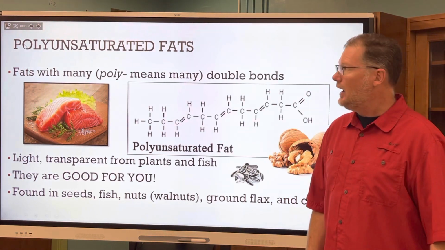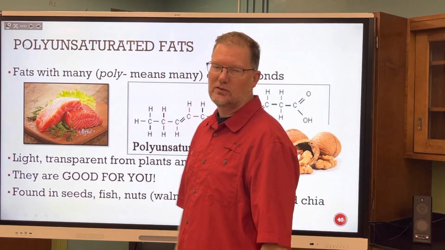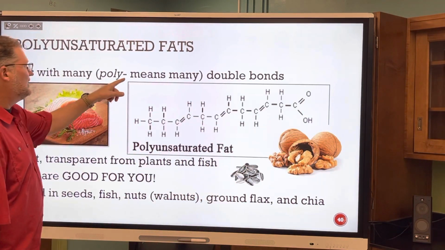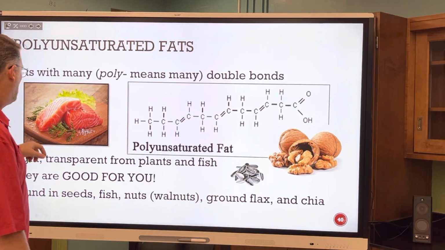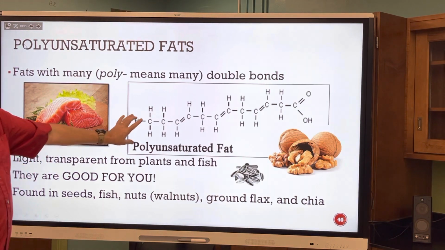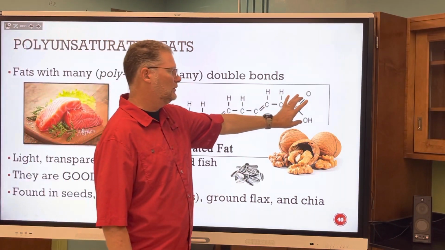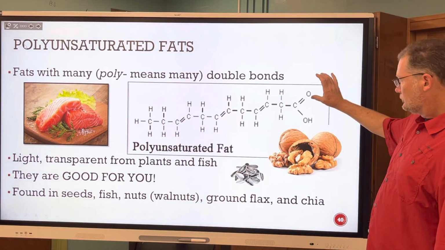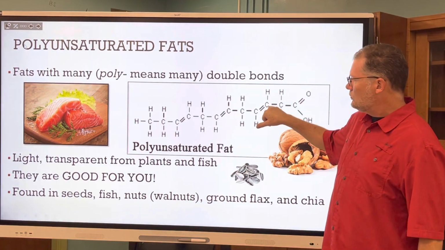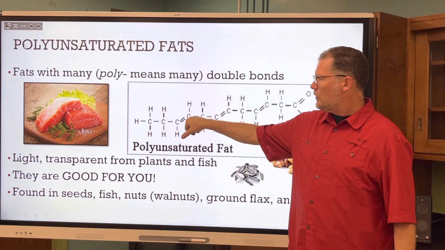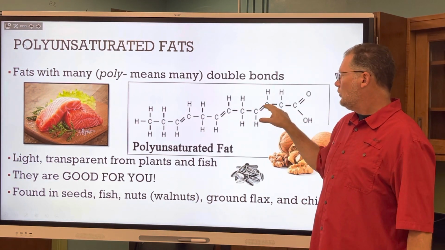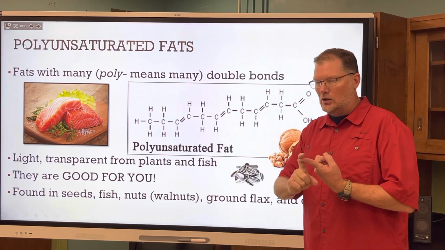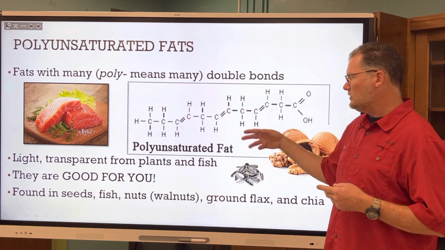And then there's polyunsaturated fats. What does poly mean again? It means many, right? So that means there are many double bonds. And so here's what a polyunsaturated fat molecule, lipid, or fatty acid would look like, okay? Multiple, 1, 2, 3, here. All these hydrogens are gone, so it's unsaturated, poly, many times over.